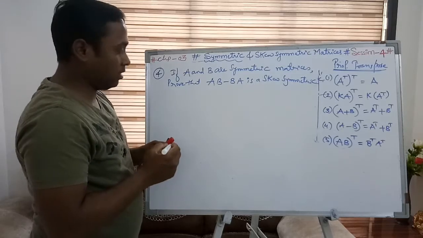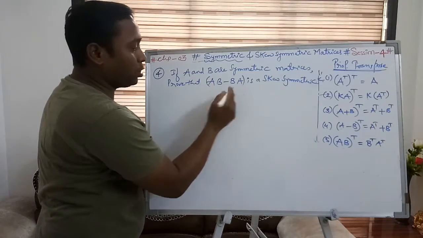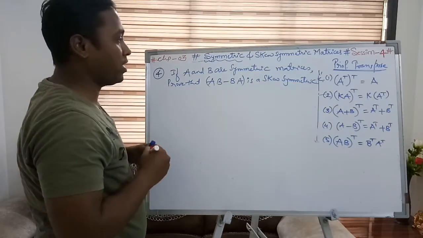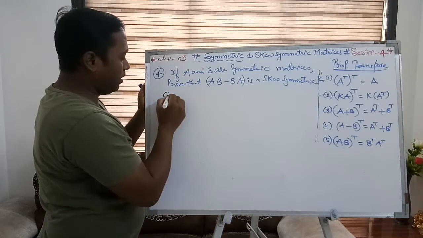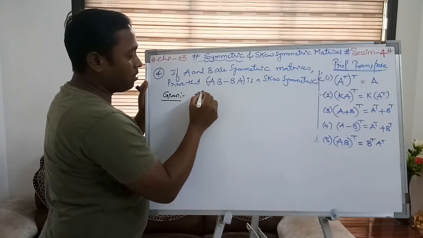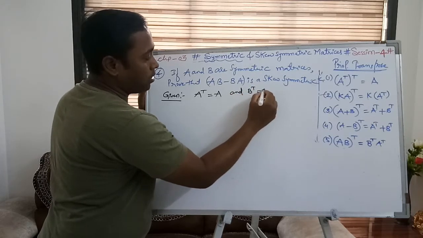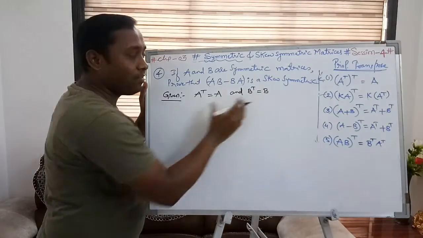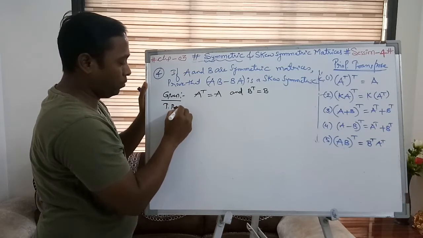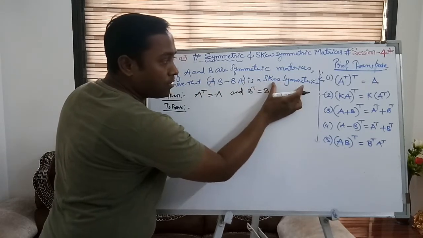What does this statement say? If A and B are symmetric matrices, then prove that this operation is skew symmetric. Now, what does it mean? What is given? What is to be proved? What is given? A and B are symmetric. Symmetric means A transpose is equal to A and B transpose is equal to B. This is the given condition. With the help of this, what do I have to prove? I have to prove this operation is skew symmetric.